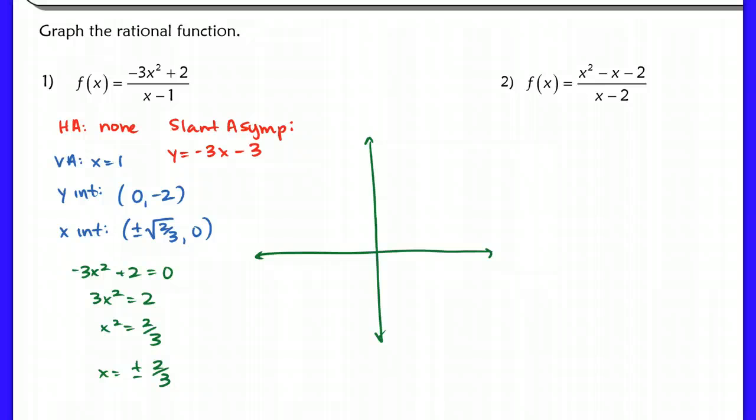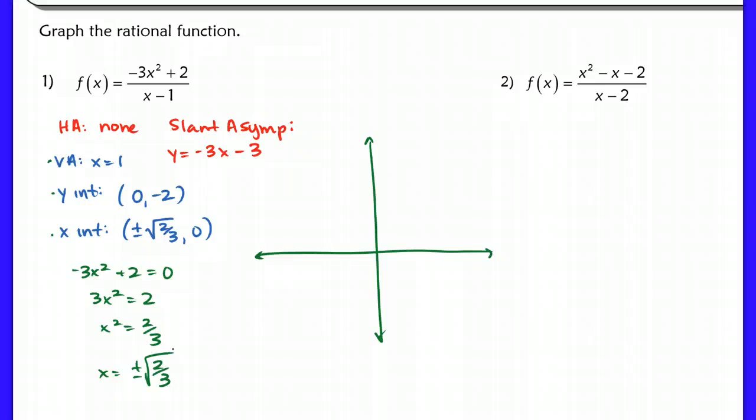Okay, so I went ahead and collected everything else that we needed to know, like our vertical asymptote, our y-intercept, and our x-intercept. Now we have two x-intercepts, because if we set our numerator equal to 0, we get two different x solutions. So we have two x-intercepts at, oops, I forgot to square root that down here, positive and negative root 2 over 3. I'm just going to estimate where those are. I know that they're less than 1 because the square root of 1 is 1, so the square root of anything less than 1 should also be less than 1.